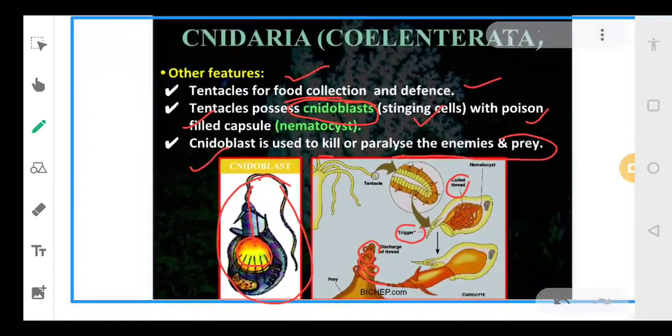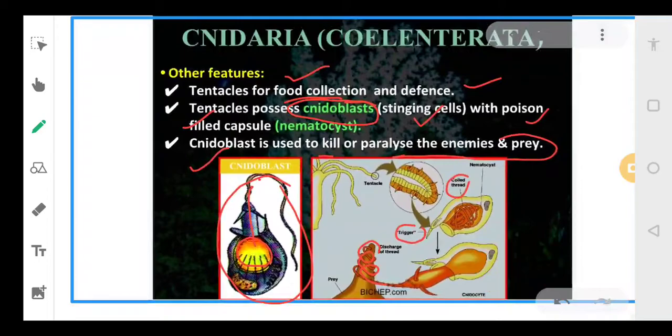ठीक है, जब आपका organism जो है paralyzed हो गया है, dead हो गया है, then these organisms will take the dead organism or the prey inside the body, or it can be digested outside the body. Okay, both the digestions are present here. Digestion can be intracellular, digestion can be extracellular.